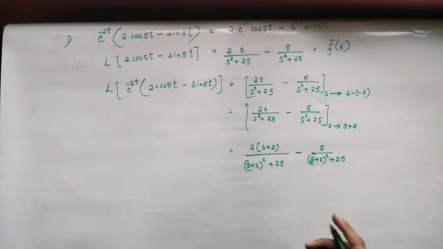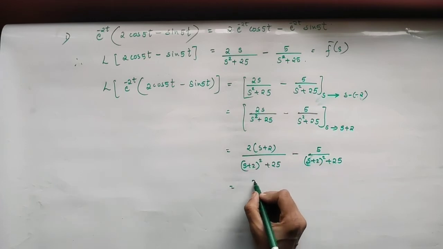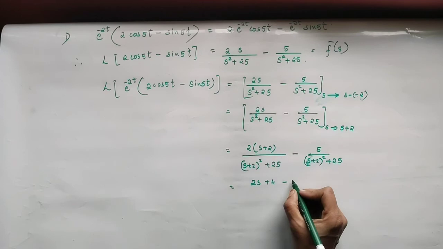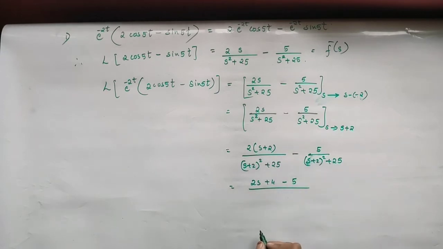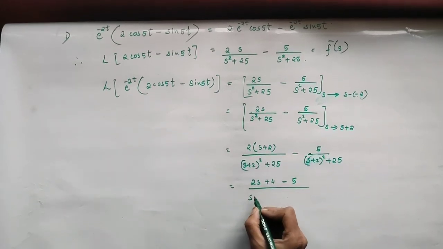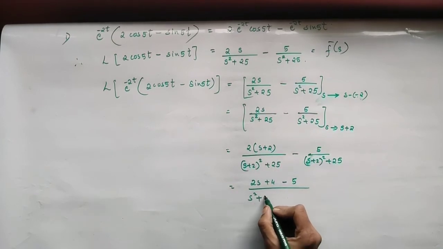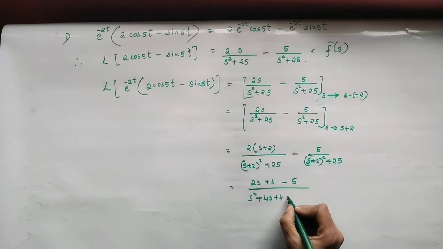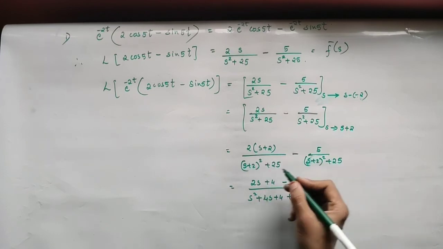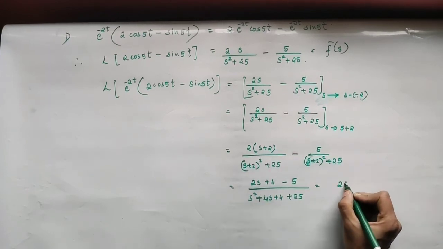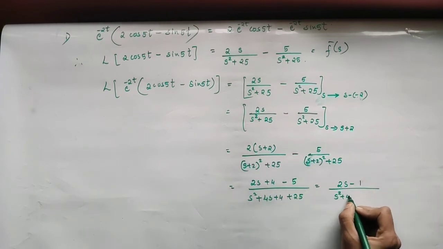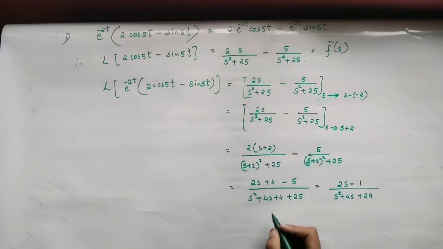Now this is equal to 2s plus 4 minus 5, however the denominator is the same, so I am going to simply add both the numerators. The denominator in simplified form: s plus 2 whole square is s square plus 4s plus 4, plus 25. The denominators are both the same. So here you have 2s plus 4 minus 5, which is minus 1, over s square plus 4s plus 29. So this is the required Laplace transform of this given problem.